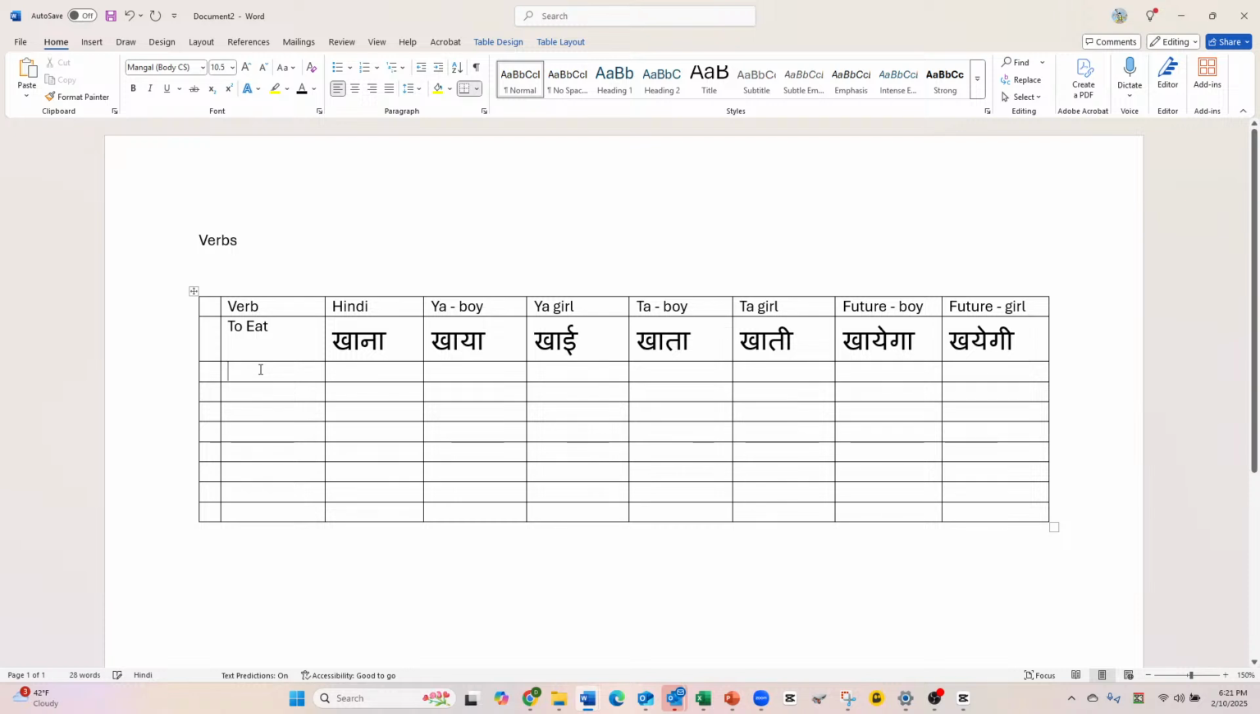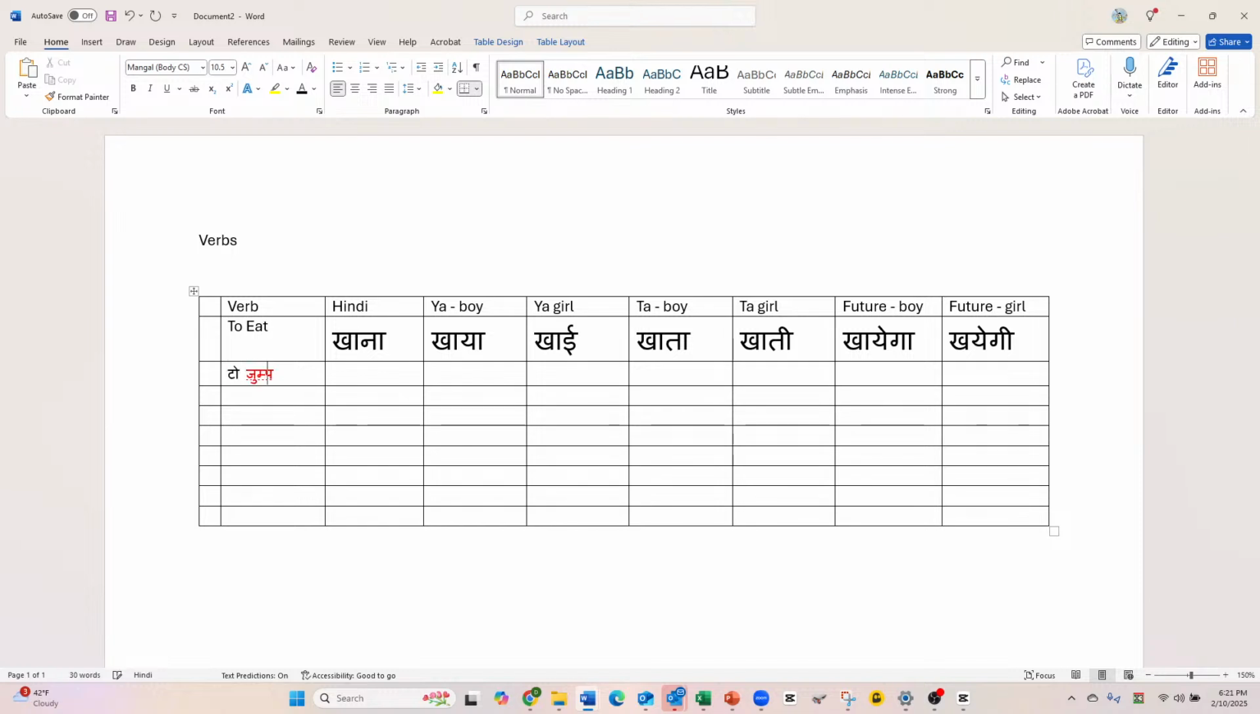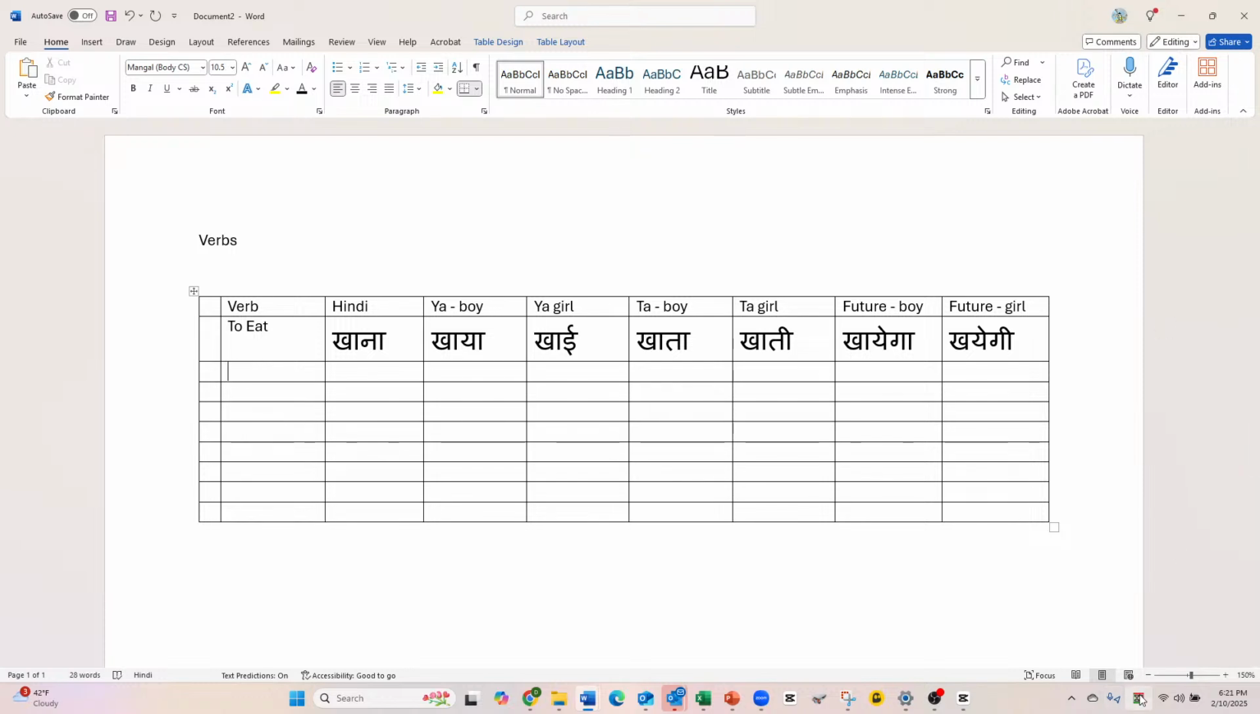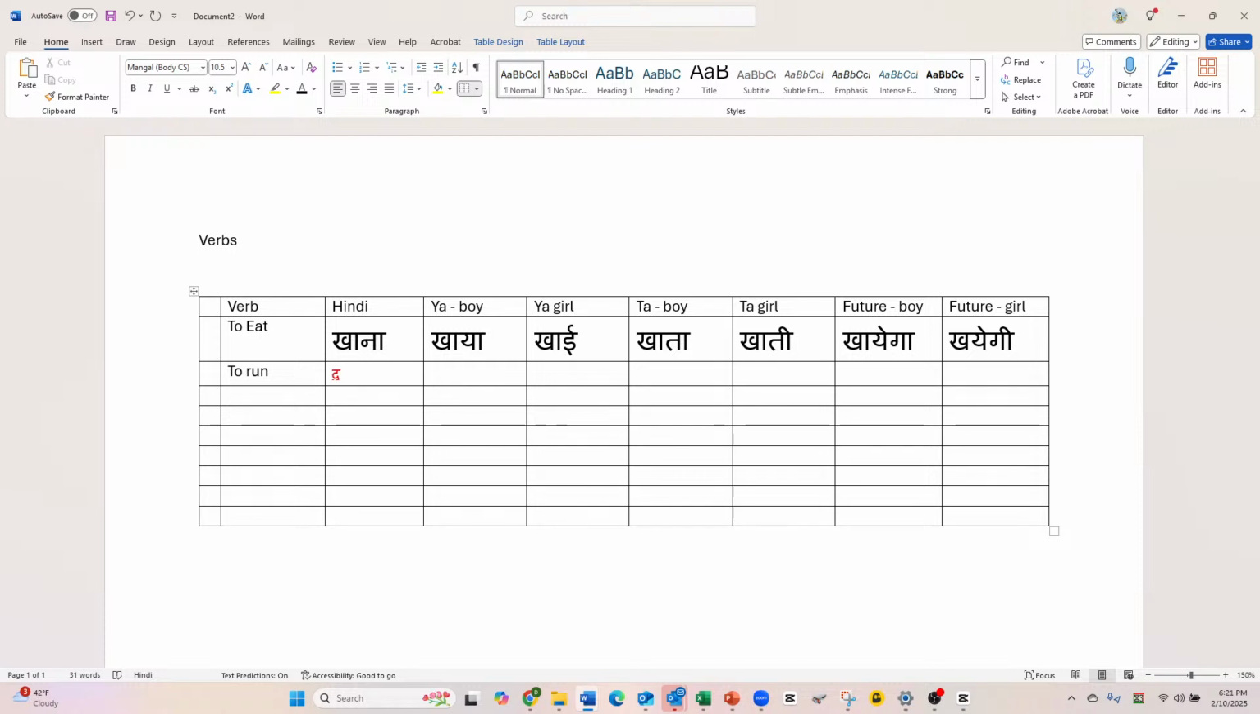Let's go to Ishan, and Ishan, let's do to jump. What is the Hindi word for jump? Oh, let's write in English first. Or let's do to run. So Ishan, give me the Hindi word for running. भागना. Okay. I want you to use Dordana instead. Have you heard Dordana? Yeah, Dordana is another word. दौड़ना.